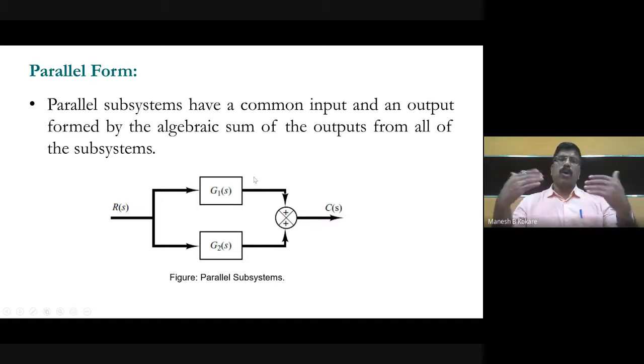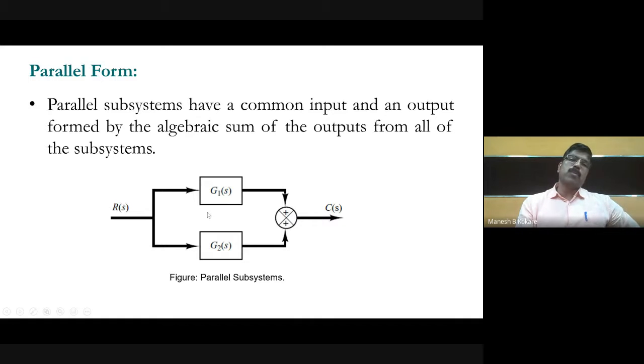So if two or more blocks are connected in parallel, then they can also be reduced into a single block by just doing the algebraic summation of these two. Here this is plus, this is also plus, so it will be G1 plus G2. So this can be reduced into a single block having transfer function equal to G1 plus G2. If it would have been a minus sign, then this will be G1 minus G2.